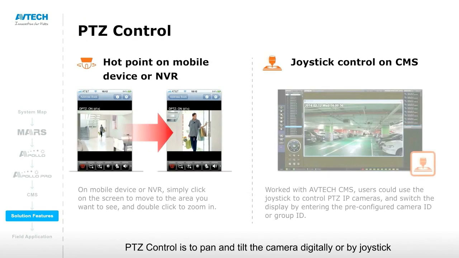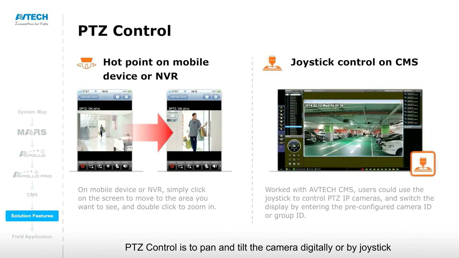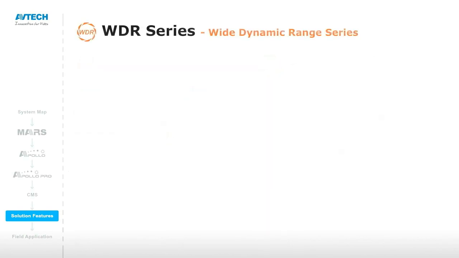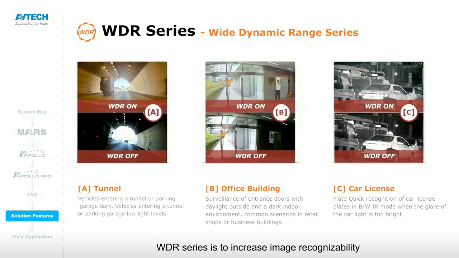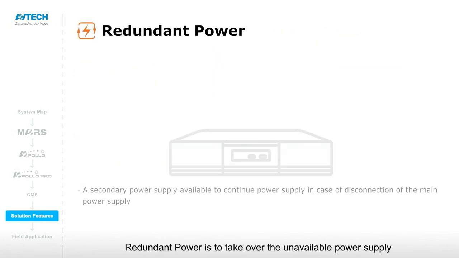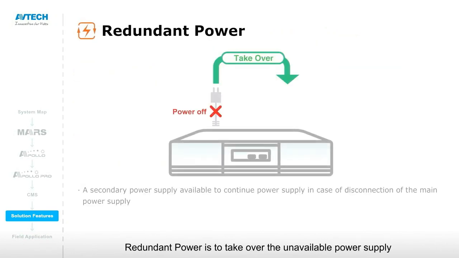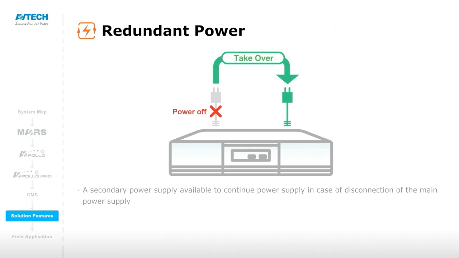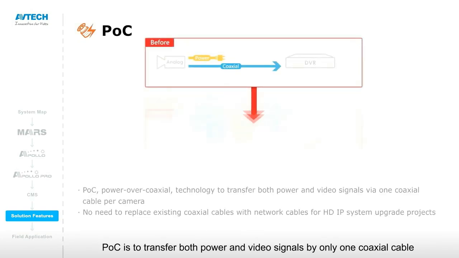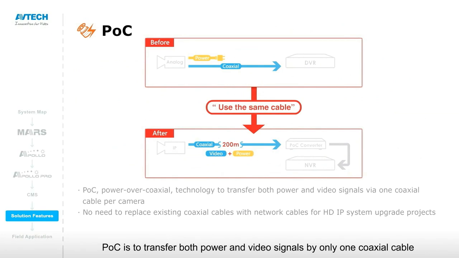PTZ Control is to pan and tilt the camera digitally or by joystick. WDR Series is to increase image recognizability. Redundant power is to take over the unavailable power supply. POC is to transfer both power and video signals by only one coaxial cable.